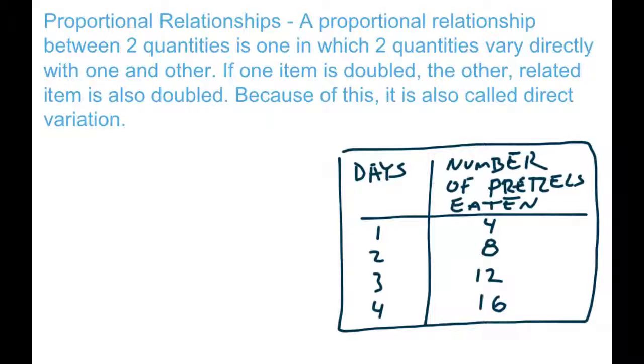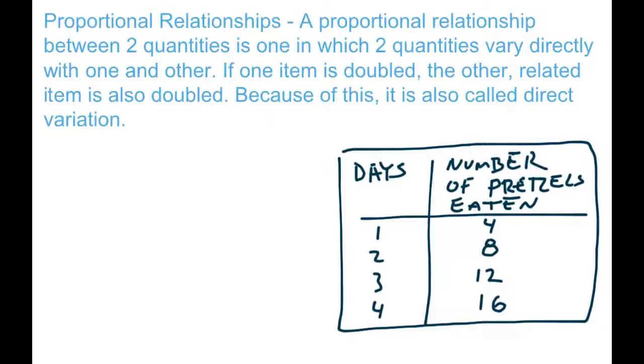Days in one column, number of pretzels eaten in another column. So after 1 day, 4 pretzels are eaten. After 2 days, 8 pretzels are eaten. After 3 days, 12. And after 4 days, 16. This would be an example of a proportional relationship.